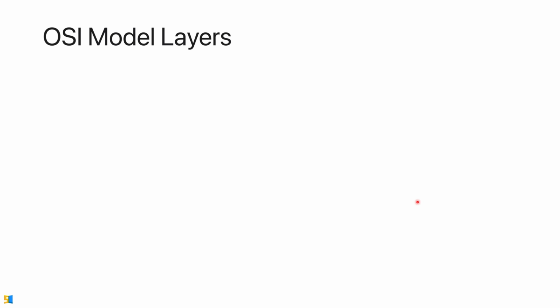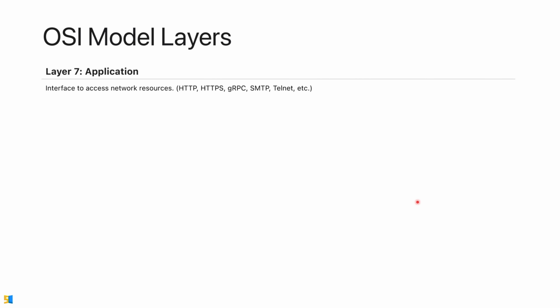The OSI model has 7 layers. The 7th layer, application. It manages the interface to access network resources. In this layer, it can use several protocols like HTTP, HTTPS, gRPC, SMTP, Telnet, etc. The 6th layer, presentation layer, manages data encoding, serialization, and compression.